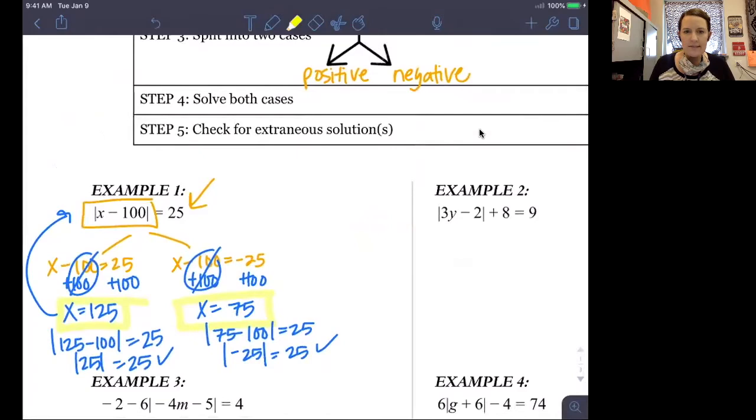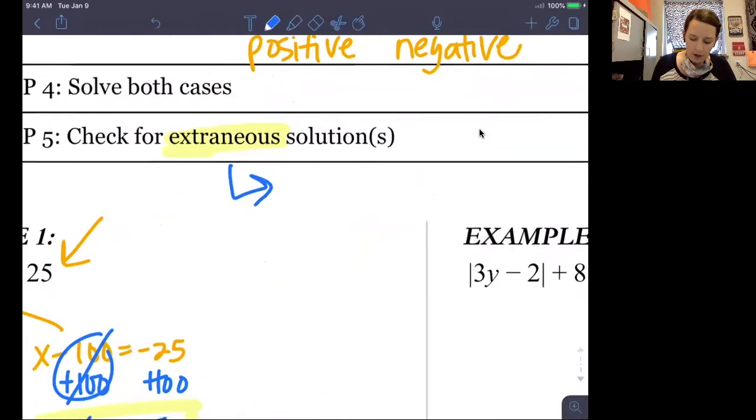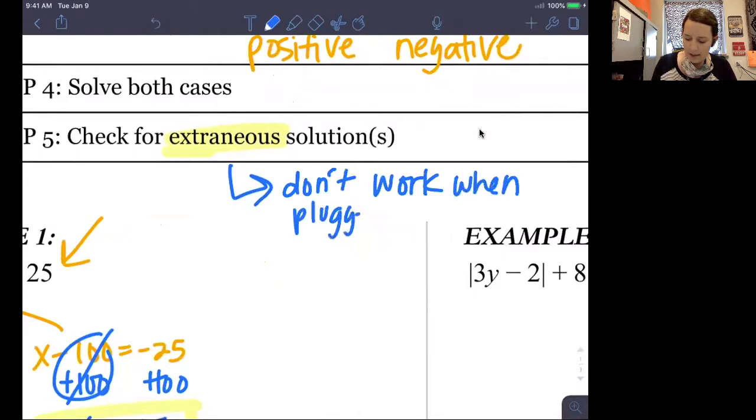Okay, so that is step 5, check for extraneous solutions. Extraneous solutions are solutions that when plugged back in, don't work. So we can say don't work when plugged in.